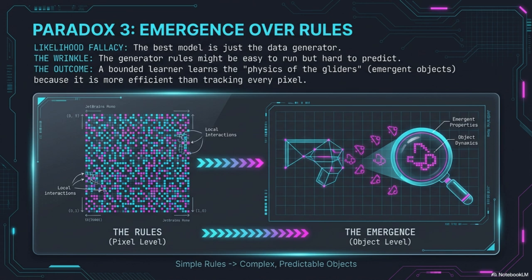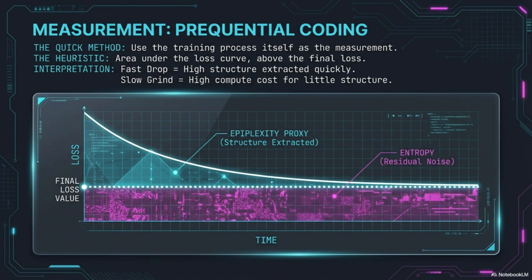So if the model is struggling to predict a shuffled sequence, it means it's building a more complex internal structure just to encode the same raw information. We're paying more compute for the extraction. Which leads right into paradox 3.